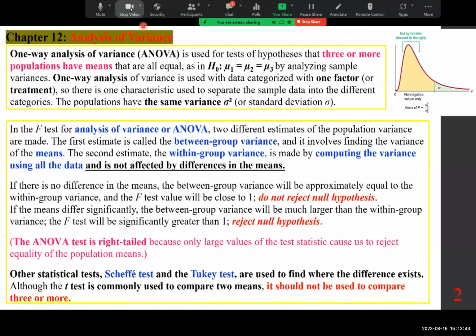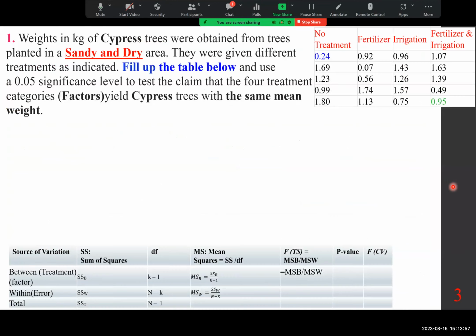Perfect. The idea is that when we have two samples, two populations, we use the t-test. What happens when we have more than two? We use analysis of variance. Could somebody read the question, please?